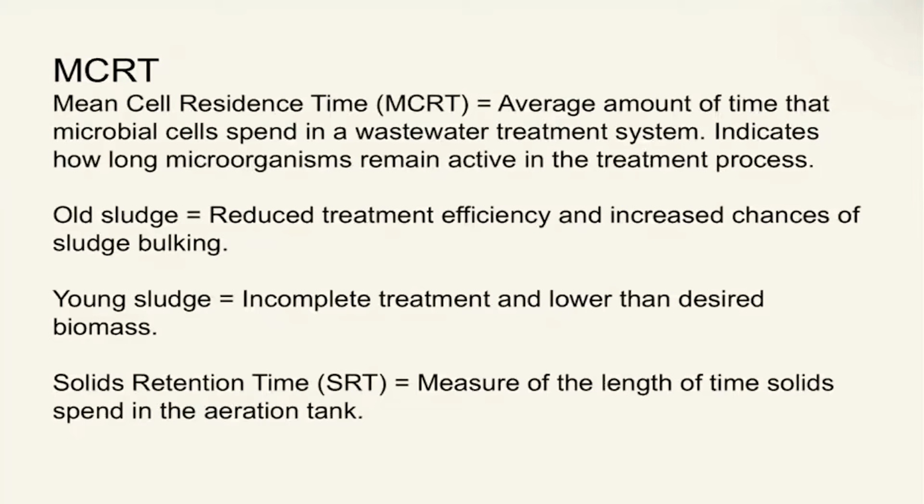When sludge is allowed to reside in the activated sludge process for too long, it can lead to less efficient treatment and settling issues due to sludge bulking or because old sludge tends to settle too quickly. When the sludge's MCRT is too short and the sludge is considered too young, wastewater treatment will be incomplete, which correlates to the activated sludge having a lower than desired biomass.